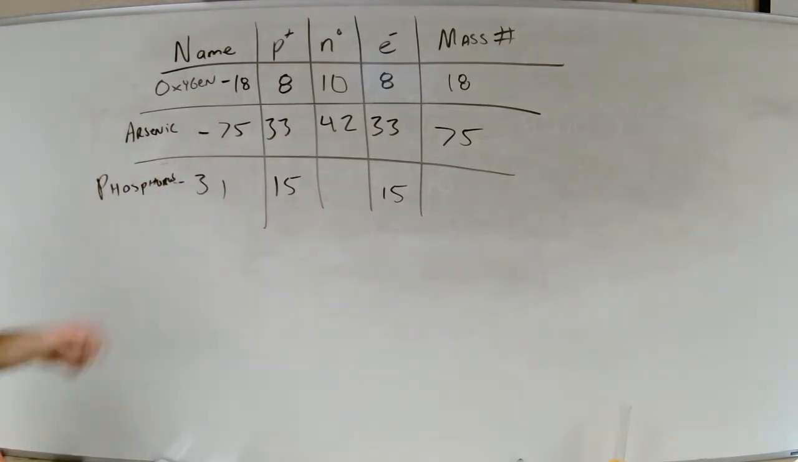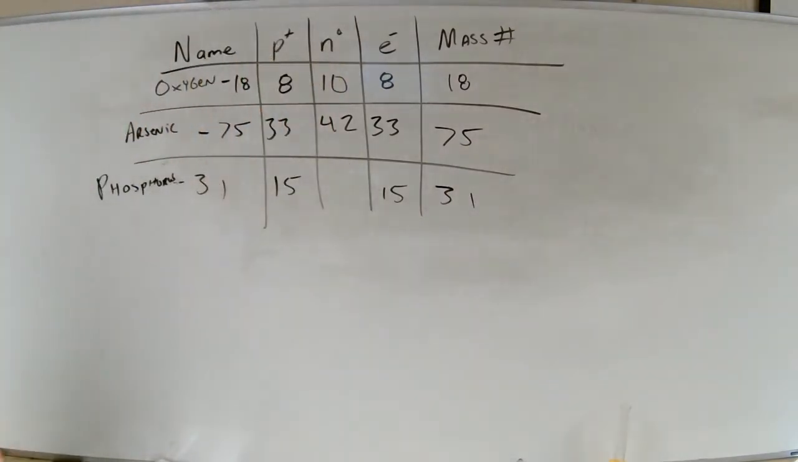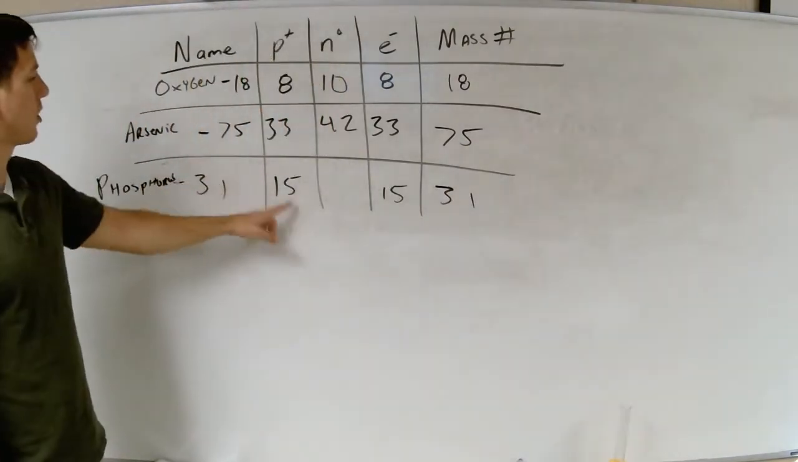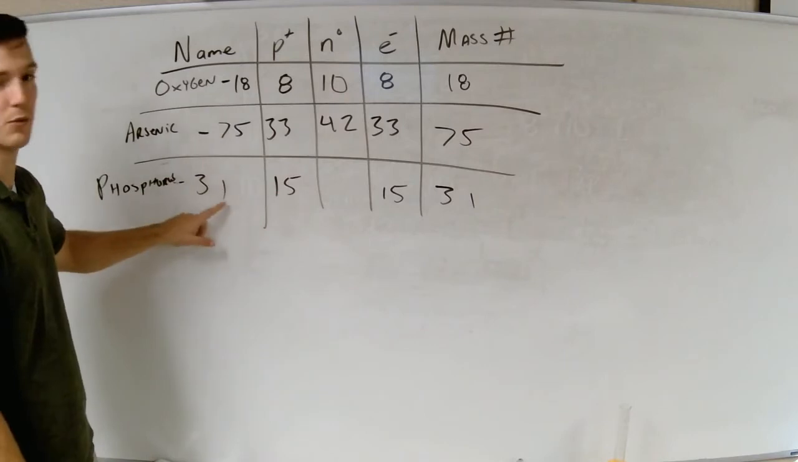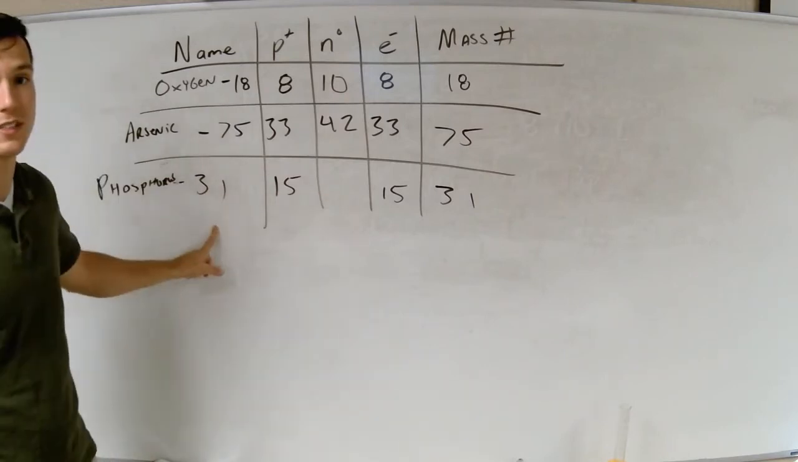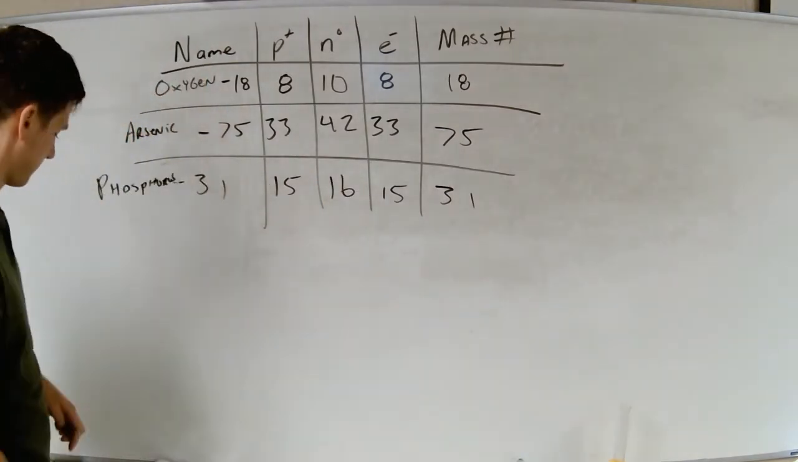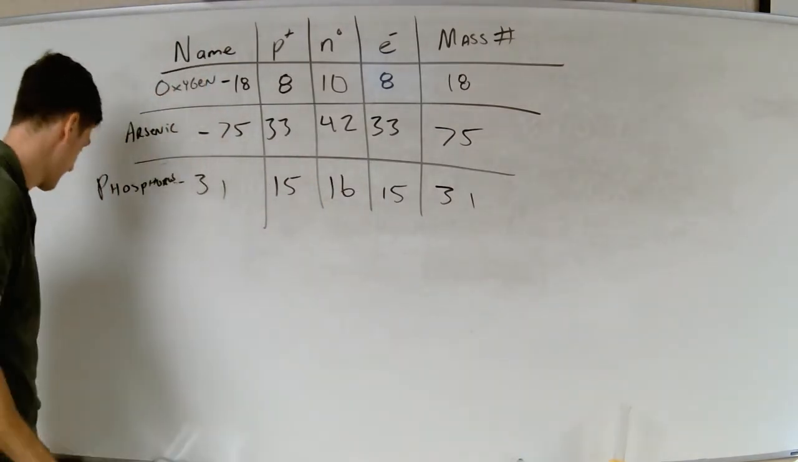Okay, and then neutrons, that's the tricky one. Mass number is 31, right? But neutrons is the tricky one. Remember, protons plus neutrons has to equal that mass number of 31. So what could I add to 15 to get to 31? 16. All right. So that is that.